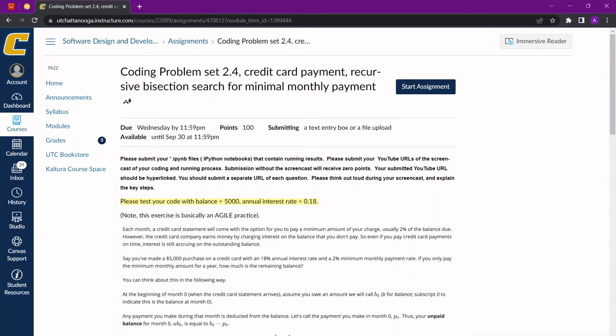Hello, I'm Anthony Bracero, and this is coding problem set 2.4. We're going to be using the problem set from coding problem 2, except we're going to be using a recursive bisection search for the minimum monthly payment.